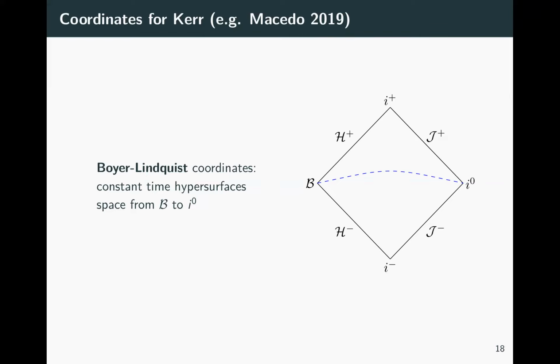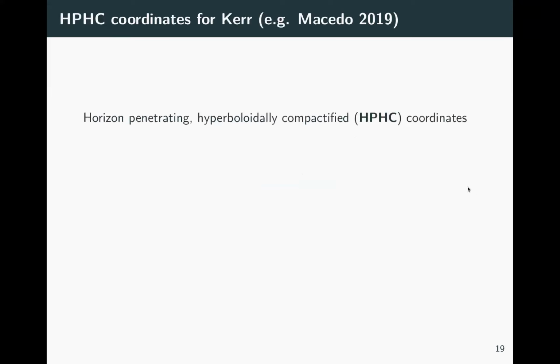Euler-Lindquist coordinates. On a constant time slice in Euler-Lindquist coordinates, you go from the bifurcation sphere B to spacelike infinity I naught. So everywhere, Euler-Lindquist coordinates are describing a physical piece of your spacetime, except these singular points here, which you need again to complete the coordinate picture, but maybe they're not as convenient for understanding waves.